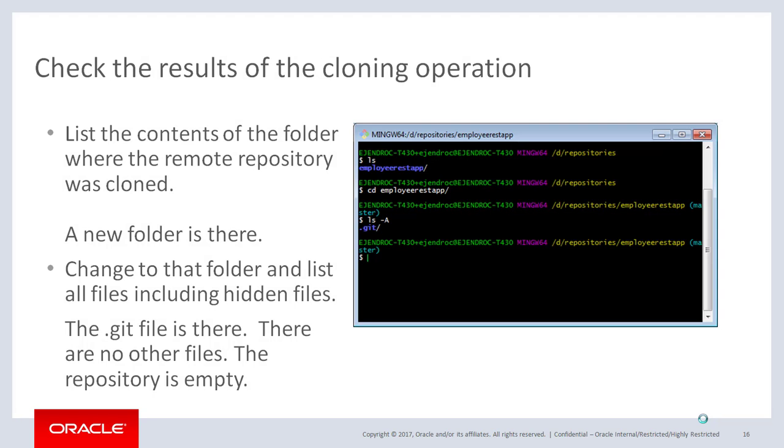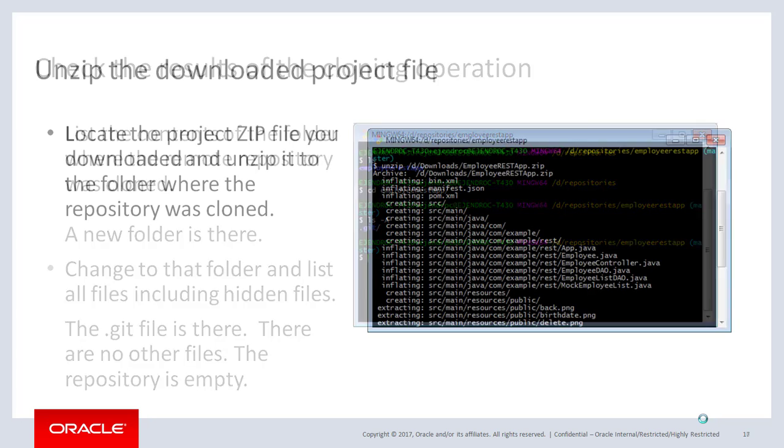List the contents of the directory where you wanted the project to be cloned to. There's a folder with the same name as the remote repository that was cloned. Change to that folder and list all files, including hidden files. That's what you use the -A option for. The folder is empty except for the .git file.